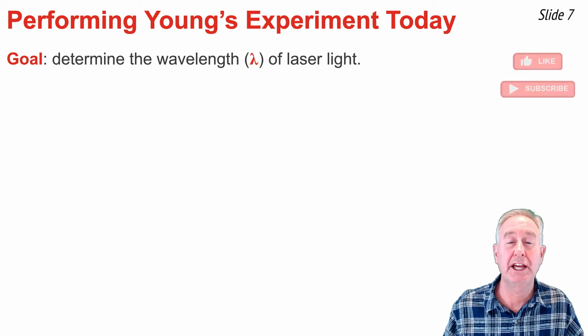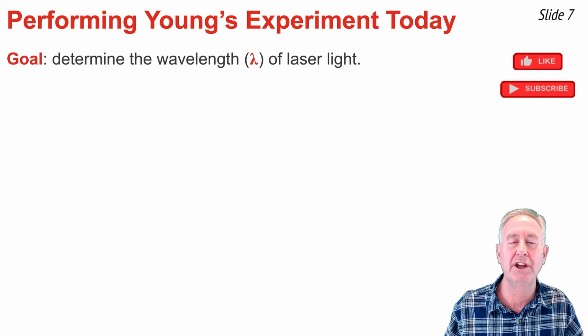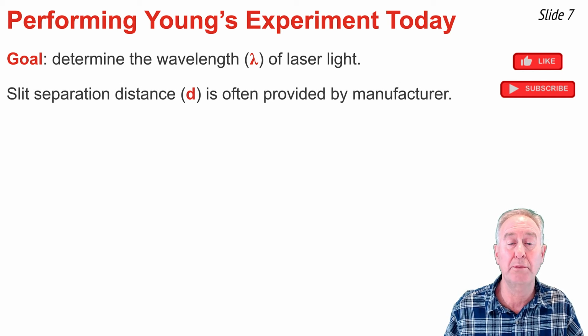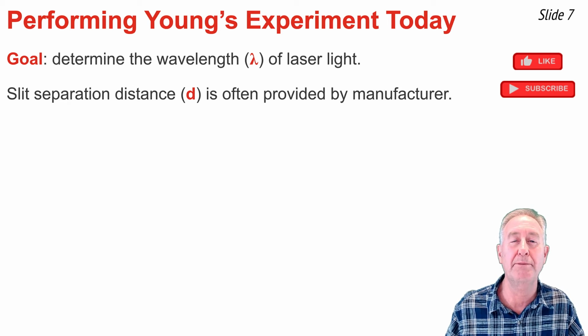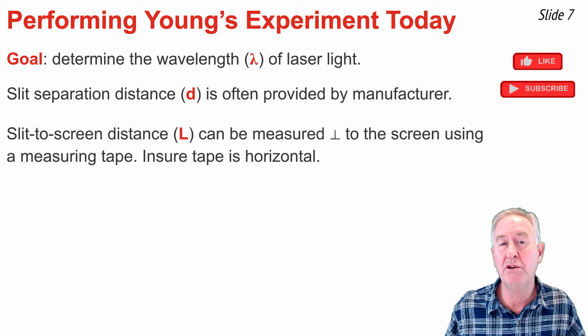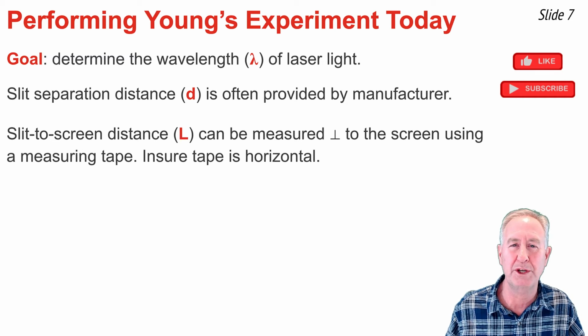Young's experiment today is performed with laser light, and the goal is to determine the wavelength lambda of the laser. The double slit is usually provided by the manufacturer, so the distance D between the slits is also provided by the manufacturer. The value of L, the slit to screen distance, can be measured with a measuring tape.